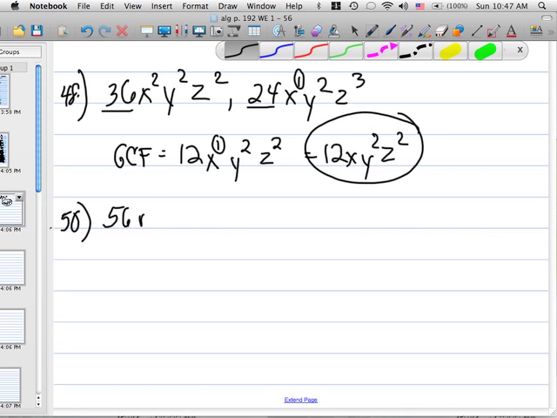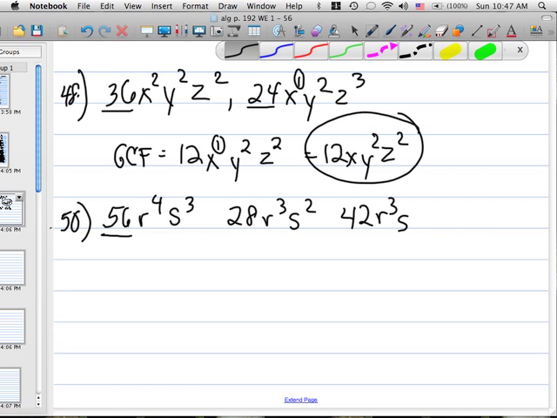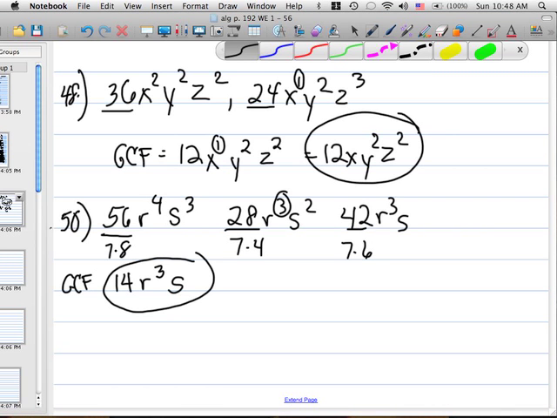50, we have 56r to the 4th s cubed, 28r cubed s squared, and 42r cubed s. The greatest common factor of those three numbers, well, this is 7 times 8, this is 7 times 4, and this is 7 times 6. So 7 is definitely a common factor, but the 8, the 4, and the 6 all have a 2, so it's actually 14 that is our greatest common factor. So we kind of did a partial factor tree, since each of these had a 2 in it. Now we check the variables. There's an r in all of them, and we choose the smallest power of the r, which is to the 3rd. And there's an s in all three, and the smallest power of the s is to the 1st. So it's 14r cubed s.